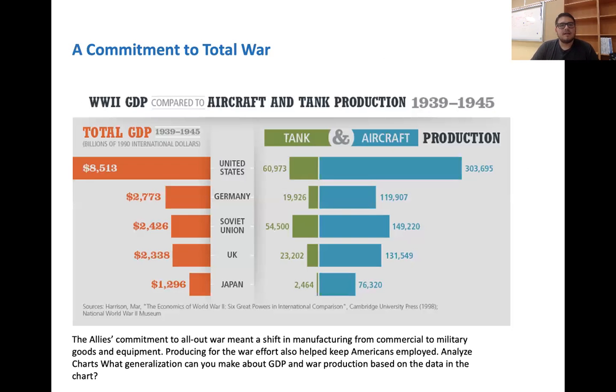Now, if you look here, you're going to be able to see just how much of a boost World War II is going to be for the U.S. economy. The Allies' commitment to an all-out war meant a shift in manufacturing from commercial to military goods and equipment. Producing for the war effort also helped keep Americans employed. Analyze charts. What generalization can you make about GDP and war production based on the data in the chart?